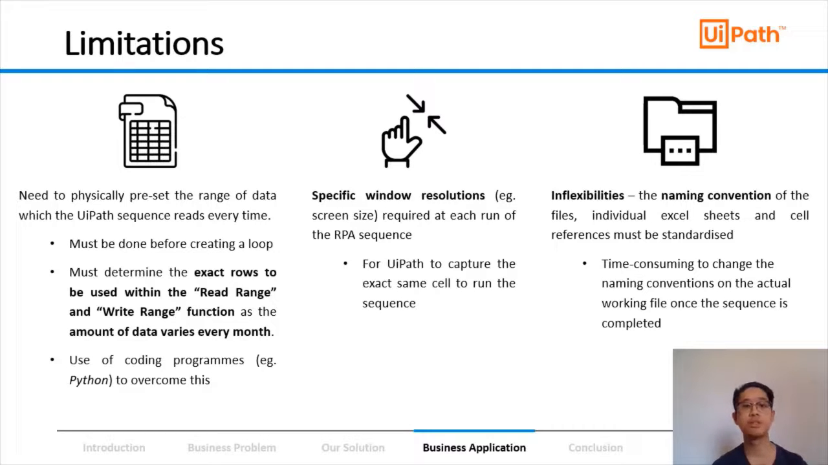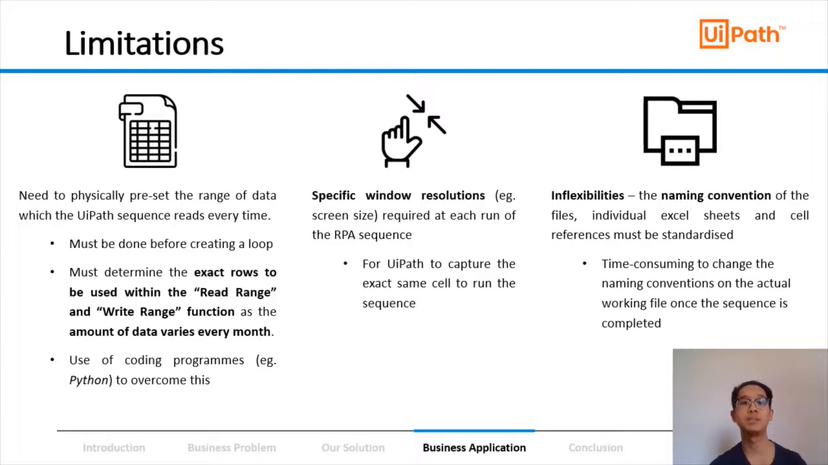We first had to preset a range of data which the UiPath sequence reads every time. In order to do this, we had to determine the exact rows to be used, as the amount of data varies every month. One way to overcome this restriction would be the use of coding programs.